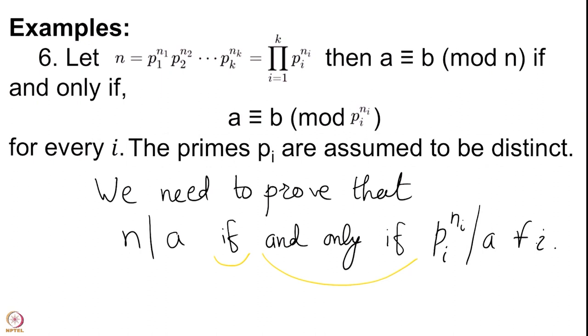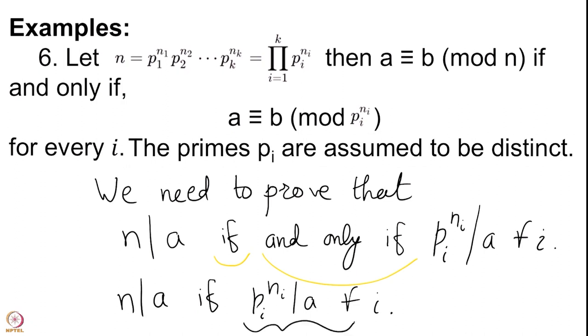What it means to say is, let me write this statement down: n divides a if pi power ni divides a for all i. So, we will have to prove that whenever this condition holds, for all i pi power ni divides a, then n must divide a. We will assume this part and we will prove this part. This would be one part of proving this if and only if statement.